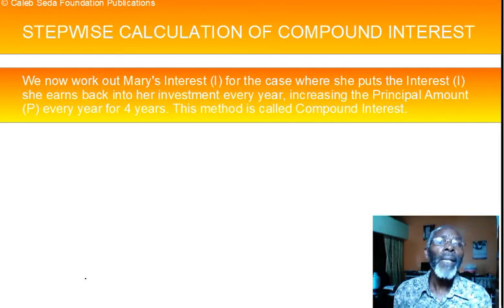She puts the interest she earns back into her investment every year, increasing the principal amount P every year for 4 years. This method is called compound interest. In other words, whatever interest she earns through the simple interest formula is added on to the principal amount for investment in the following year.